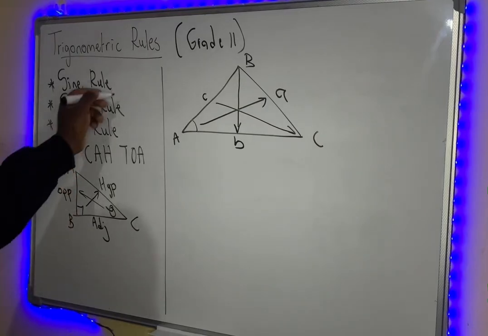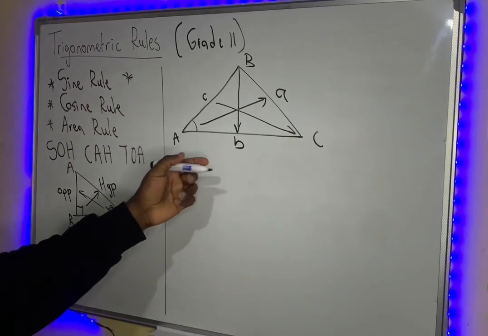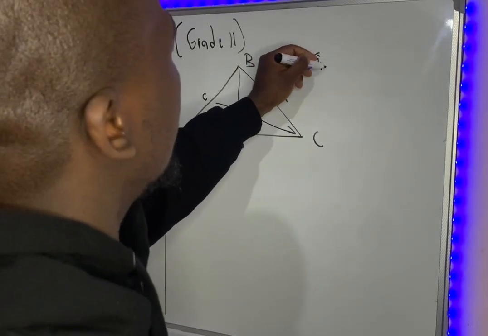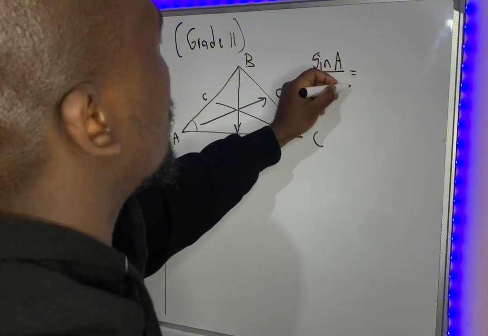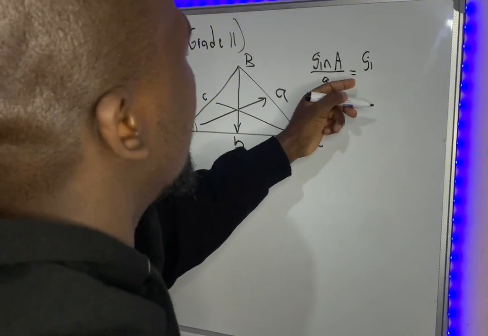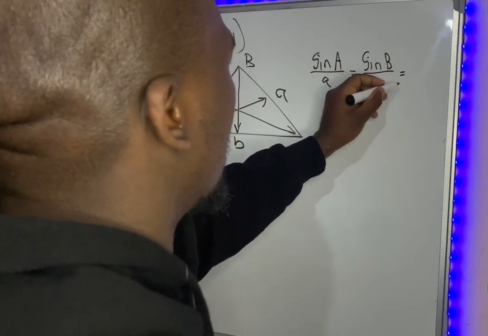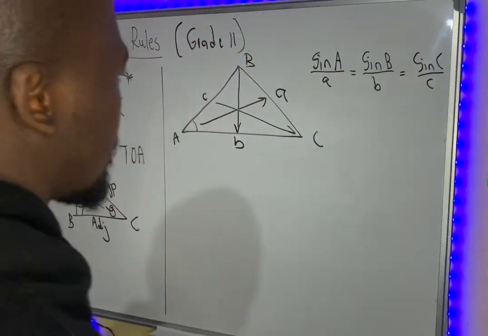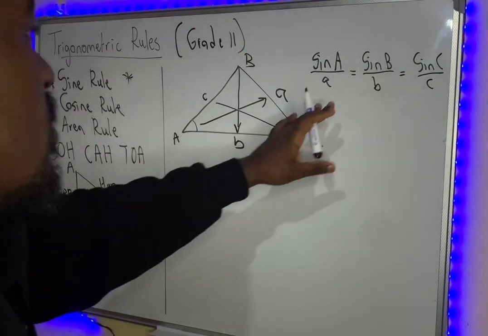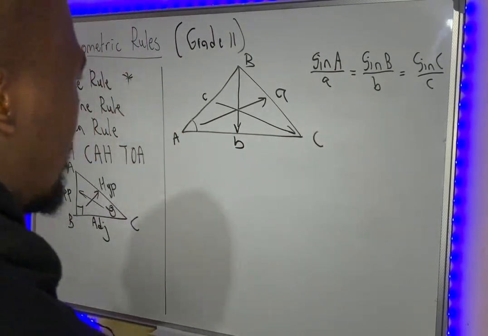Now I want us to attend to the sine rule. Our sine rule states that sine A over small letter a is equal to sine B over small letter b, which is equal to sine C over small letter c. Okay, so this is what we're going to try to prove first, so that I show you where this is coming from.